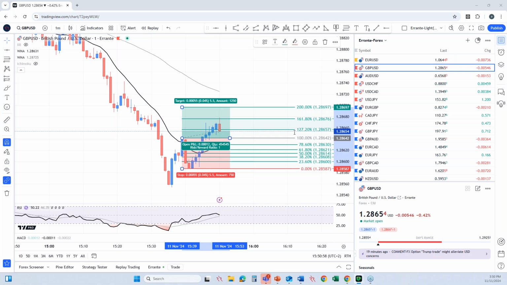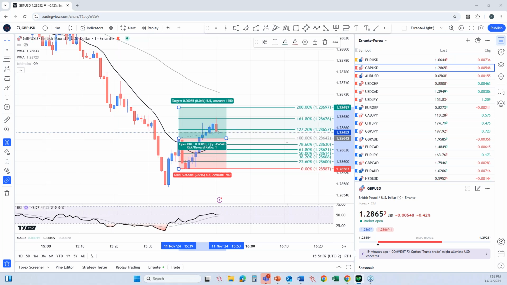For instance, you have identified a strong support level and your risk reward ratio looks favorable, so you can set an alert to notify you when the price is close to that level. And this gives you time to reassess the trade setup without missing the opportunity.